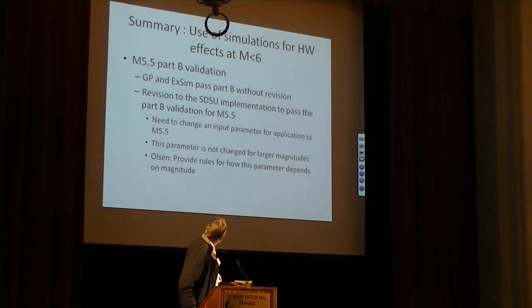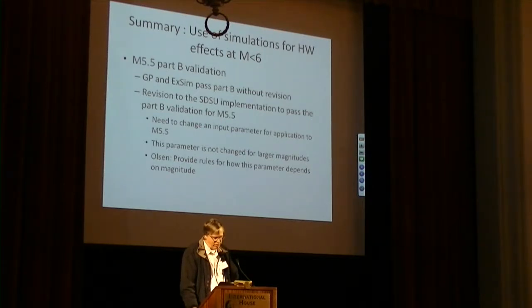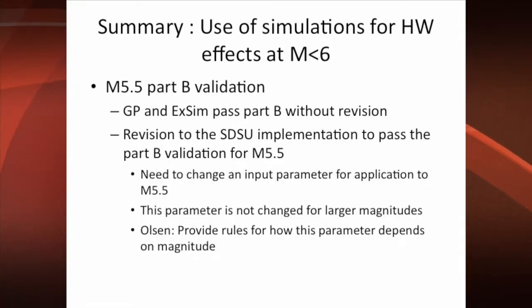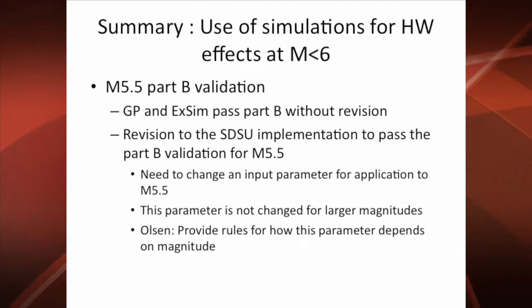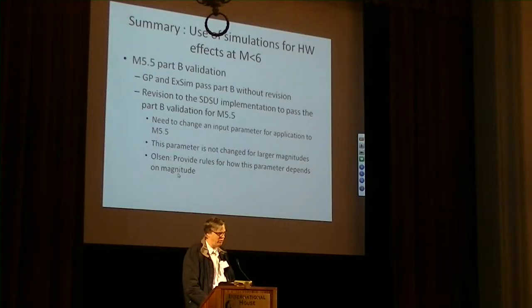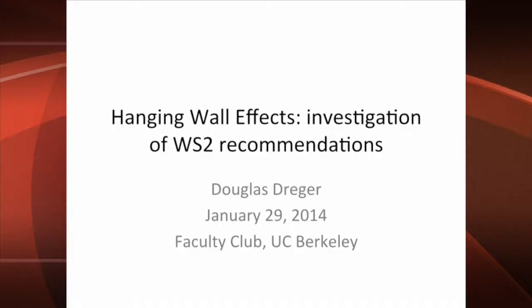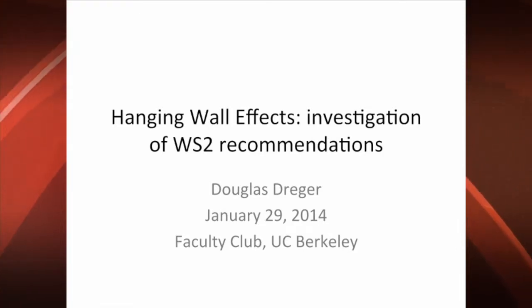So from this, the basic conclusion was Graves-Pitarka and XSIM would pass our Part B validation for a magnitude 5.5 earthquake. SDSU needs a little revision. It's simple, though, in that it's a parameter change, and we don't have to redo anything with the code. It's just an input parameter change. Kim Olson is to provide us with rules on how that parameter changes with magnitude. Have we got those from you yet, Kim? Yeah, so we have those rules, so thank you. With that, we're able to use the simulations and start to run them for smaller magnitudes. So then we can see what's been done.